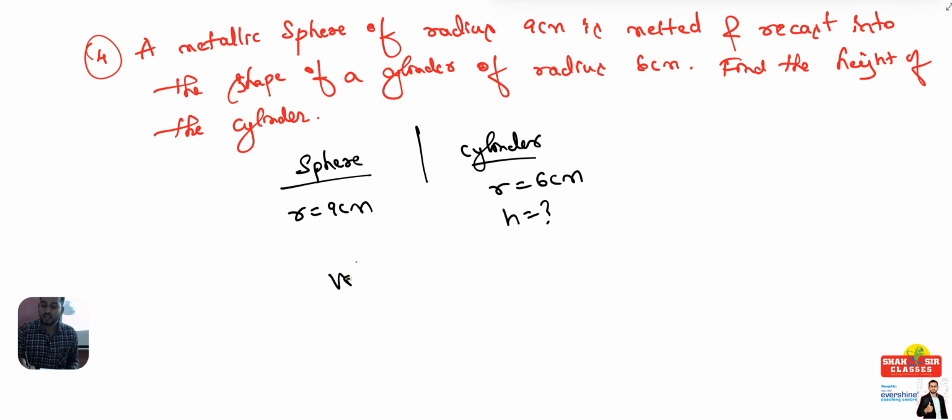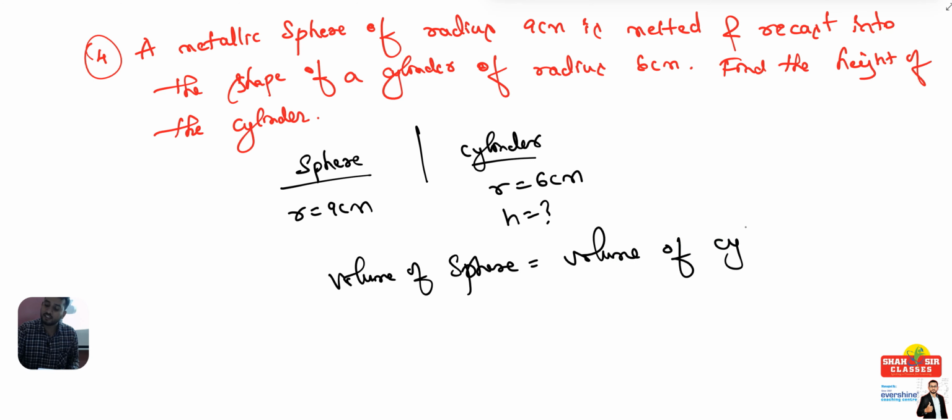Now we know that volume of sphere is equals to volume of cylinder, isn't it? Yes or no? How much sphere volume is there? By using same volume, I made one more new shape object, that is cylinder object.